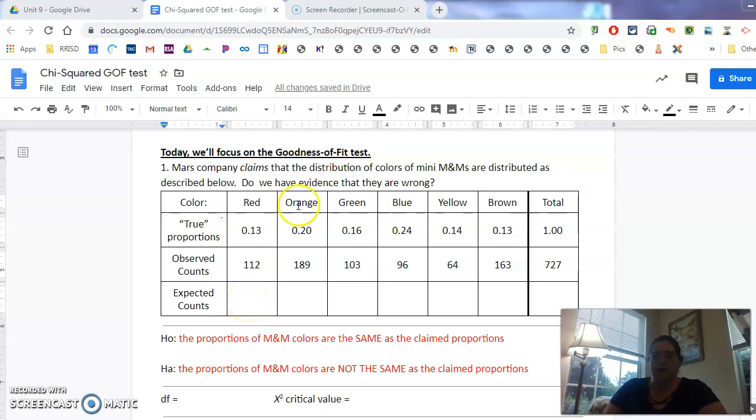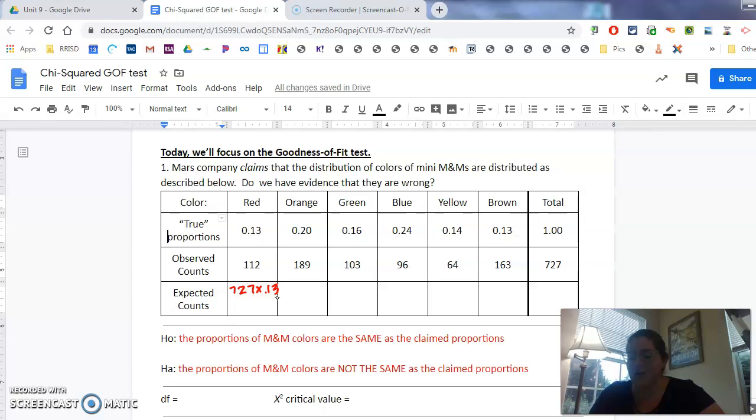So what we would kind of do is, for red, it would be 0.13 times the total number, so 727 times 0.13. So what is 13% of 727, which I figured out earlier, but my phone died. About 94.5. I'm going to round all of these to one decimal place, but as always, just read carefully and round to how they tell you to round.